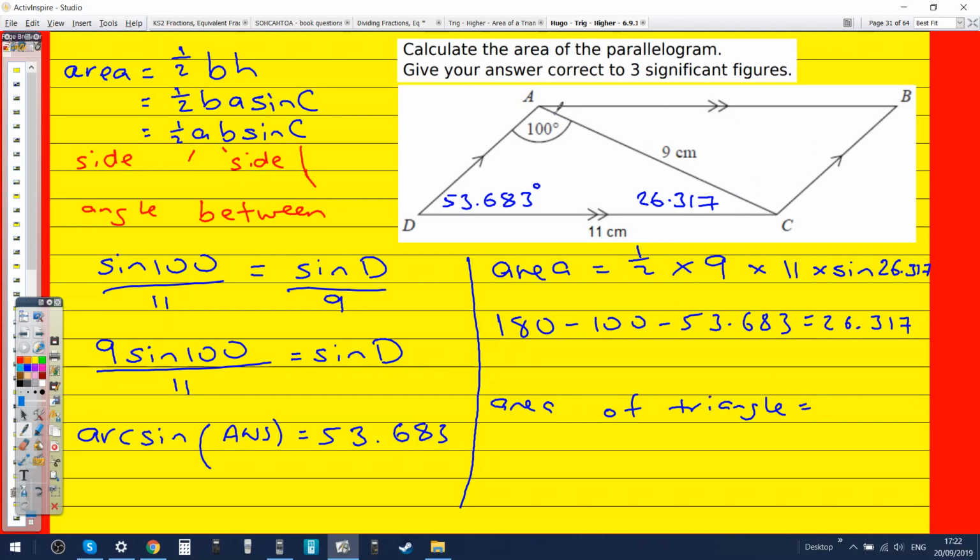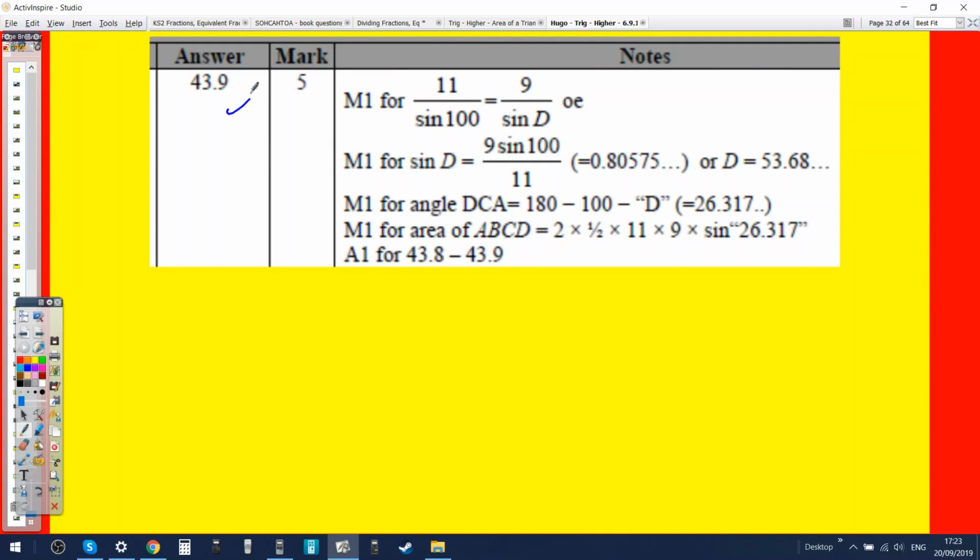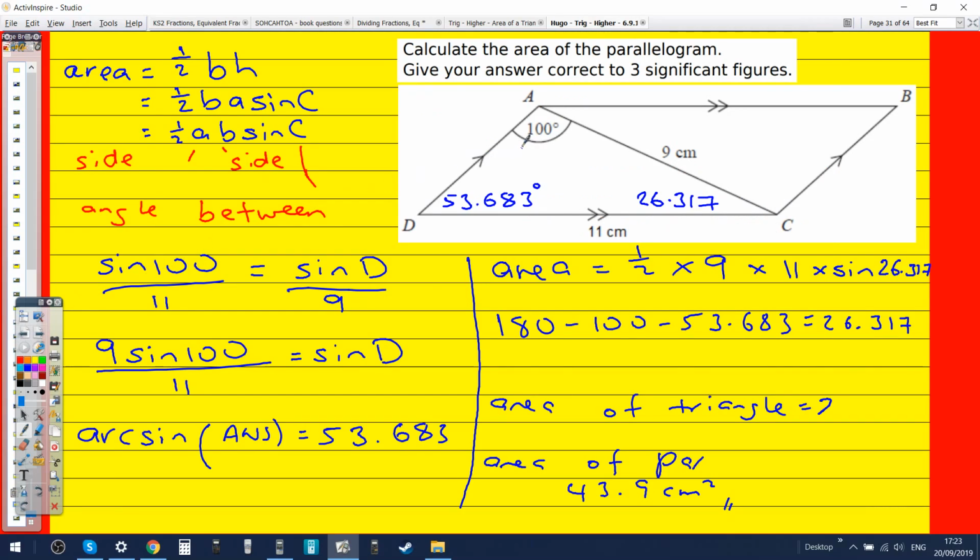So it's a parallelogram with a diagonal. And so these 2 triangles are congruent. They're identical. You've got three sides the same, side, side, side. And so to 3 sig fig, that's 43.9 centimeters squared. That's it.